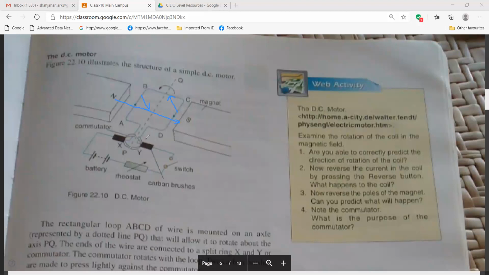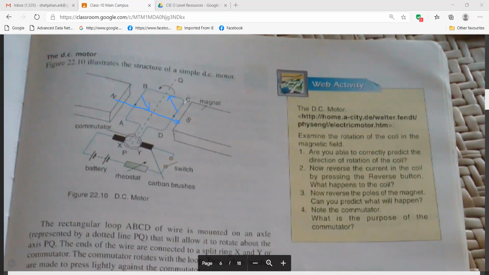Now, look, here we have split ring, right? Split ring commutator. That means there is a ring where there is a gap. The ring is divided into two parts, and there is a gap between, right?